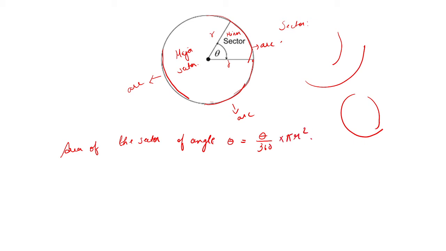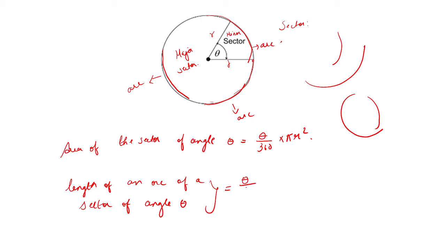Clear with this? The next formula you have to know is the length of an arc of a sector of angle theta. This is going to be theta by 360 into 2 pi r. Clear with this? So that is the length of the arc. We're talking about the area of a sector corresponding to theta, the angle. So this is the formula.